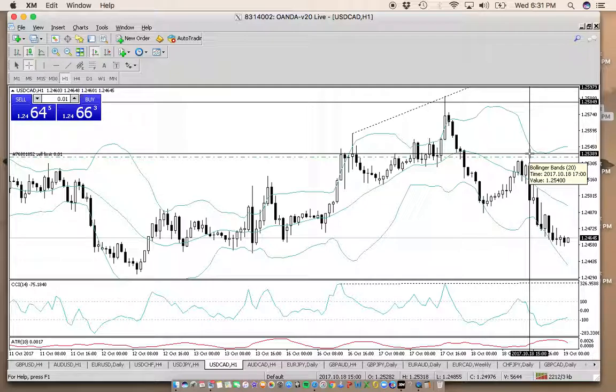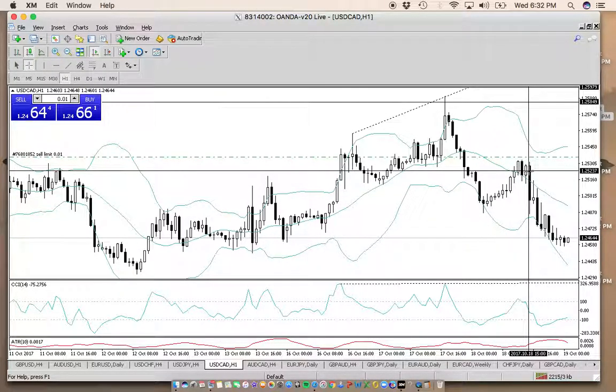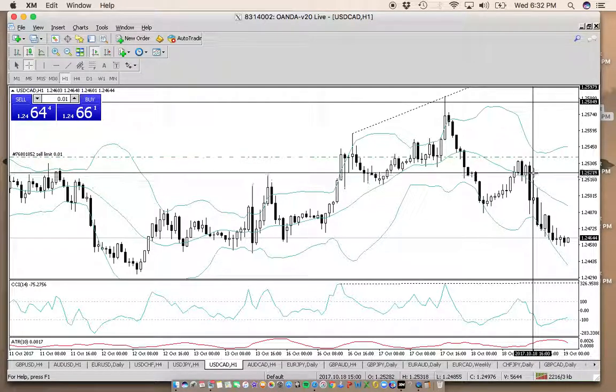Don't worry about that dash line, because that's where I had a sell limit to short it if it came back up to that price. But that's where my stop would be right here, above it, 25.38. And then what I do is subtract 34 pips from there.